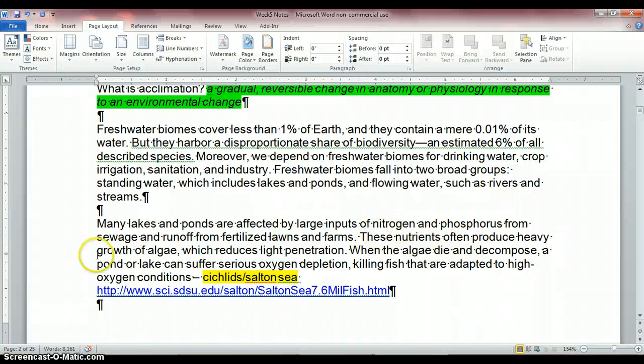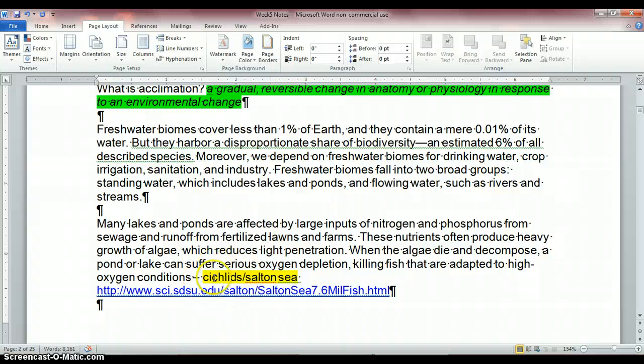These nutrients often produce heavy growth of algae, which results in reduced light penetration. When the algae die and decompose, a pond or lake can suffer serious oxygen depletion. I want to say deoxygenation. Killing fish that are adapted to high oxygen conditions.